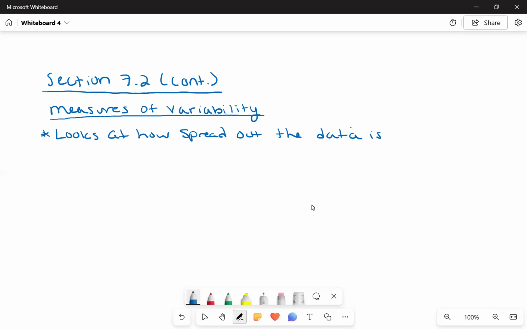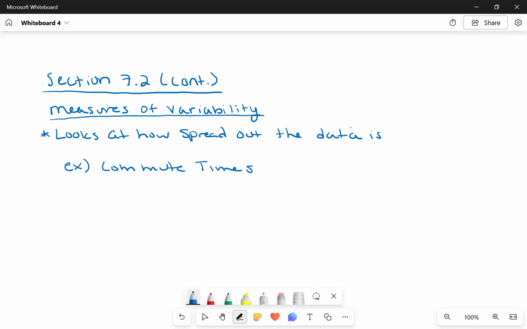In this video, we're going to continue section 7.2. We are looking at describing data, and right now we're going to focus in on measures of variability, which is looking at how spread out the data is. Okay, so when we're talking about how spread out data is, for example, we had been using commute times in our examples in the previous videos.